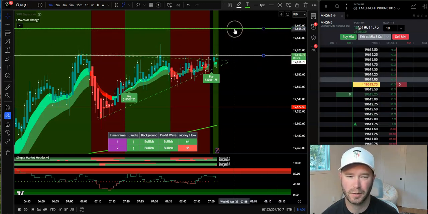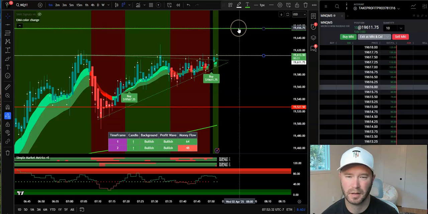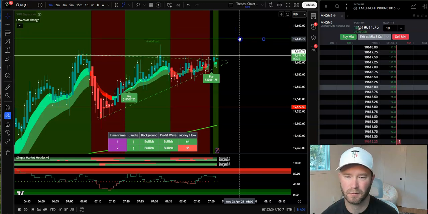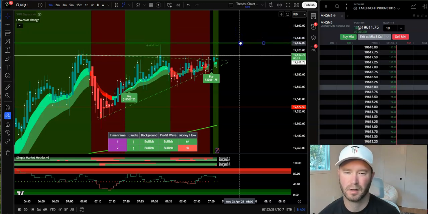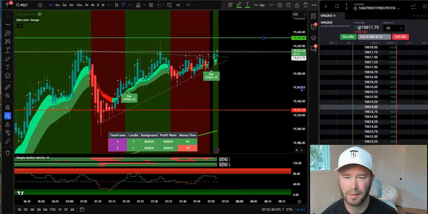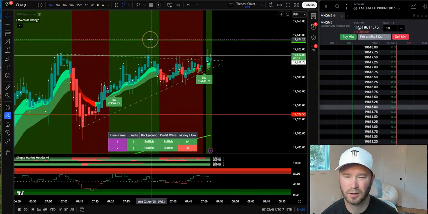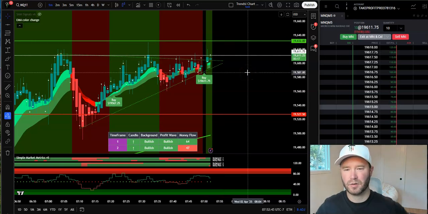So what I'm going to do is adjust this a little bit so you guys can see. And I'm just going to move this right around here. We almost hit it at this area at that point, but anything that's close to here, I just don't want to get greedy on this trade at all.